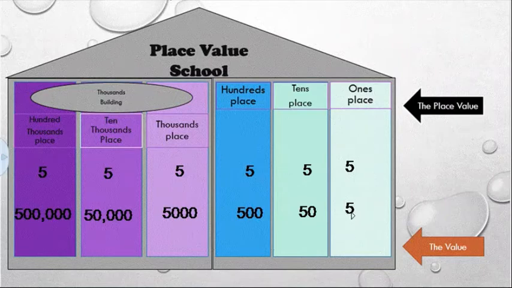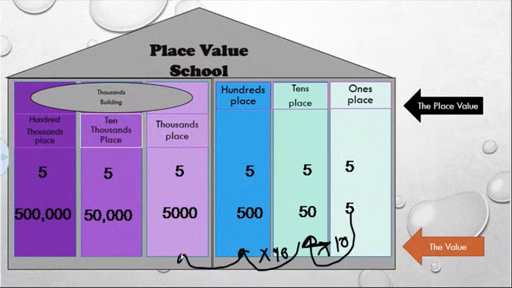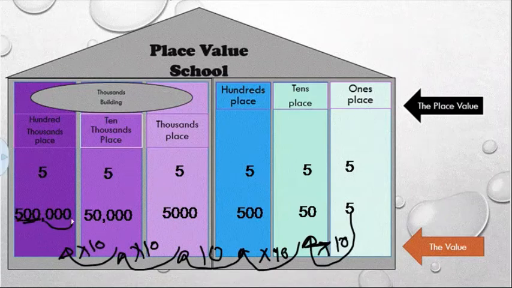So 5 times 10 equals 50. 50 times 10, 500. 500 times 10, 5,000. 5,000 times 10, 50,000. 50,000 times 10, 500,000. Okay, so look here. The tens place is 10 times the ones place, the column on the right. So any column is 10 times the column before it on the right.